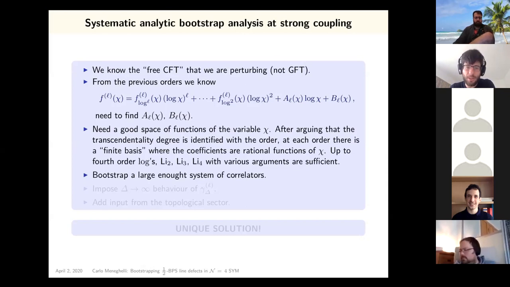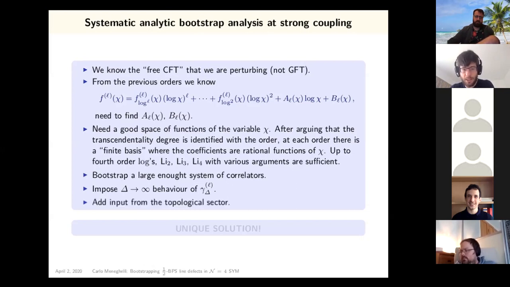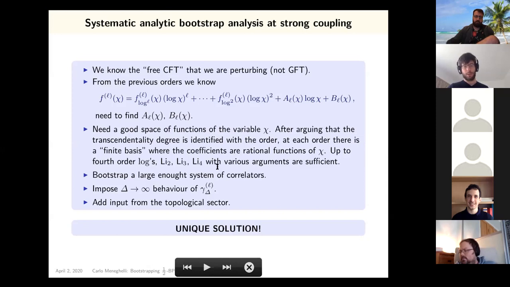Then one bootstraps a large enough system of correlators, imposing that delta to infinity grows in a certain way at large delta, and adding input from the topological sector, and the message is that the solution is unique. The solution for all correlation functions at a given order is unique given this input, which is pretty remarkable. So you don't have to do any direct calculation.